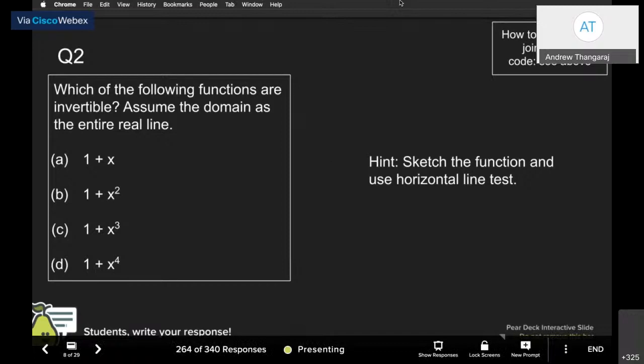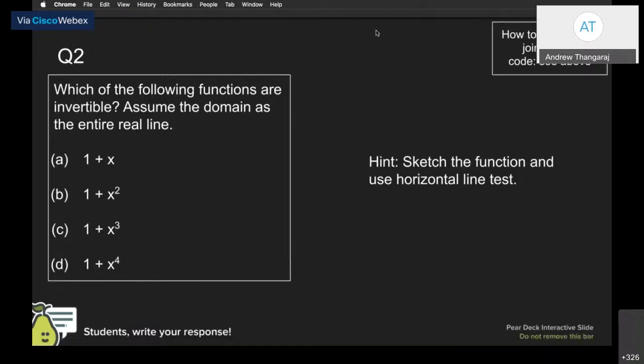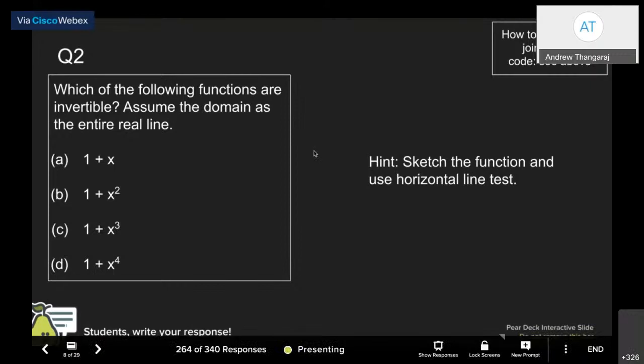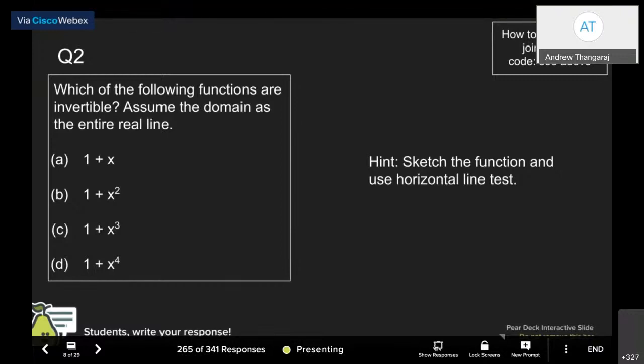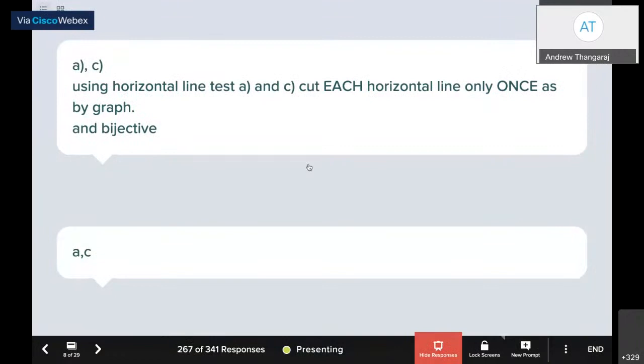Okay, so I see quite a large fraction of people have answered, and responses coming in are slowing down. So I think it's a good time to stop the question and move on to the solution. But before that, let's see the responses. Let's see how many people have responded to it. You can see most people have put A comma C.